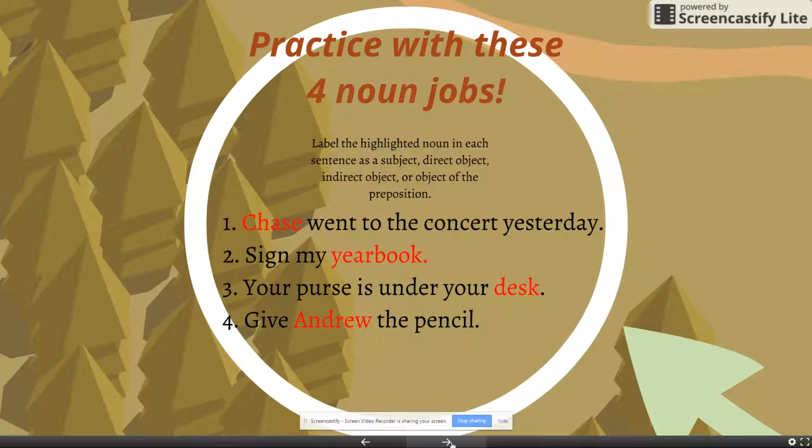Your purse is under your desk. Purse is the subject. Is is the verb. Under your desk is a prepositional phrase. So in this case, desk is serving as the object of a preposition. Give Andrew the pencil. Once again, we have an understood you because it's a command. So you give, what do you give? Pencil is a direct object. To whom or for whom? Andrew. So Andrew is an indirect object.